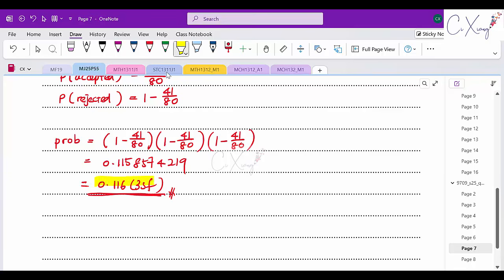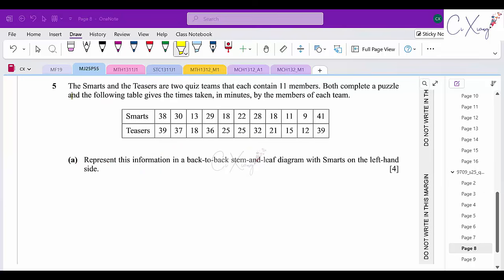Right, yeah, so this is what we have for question number 4. Question number 5, we are having 2 teams here, SMART and also the Teaser. There are 2 quiz teams that contain 11 members each. Both complete a puzzle and the following table gives the time taken in minutes by the members of each team. These are all the data that I have. Represent this information in a back-to-back stem and leaf diagram, with SMART on the left-hand side.